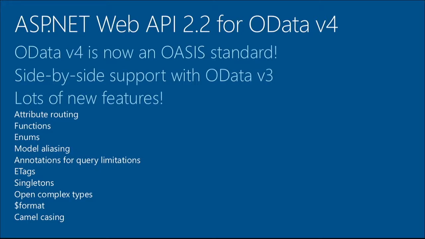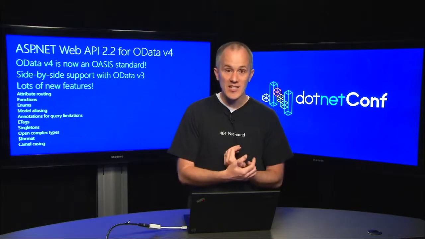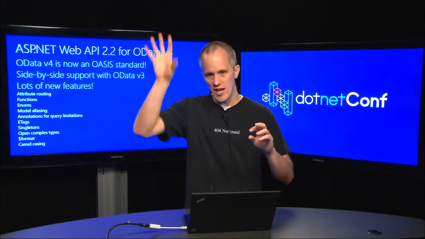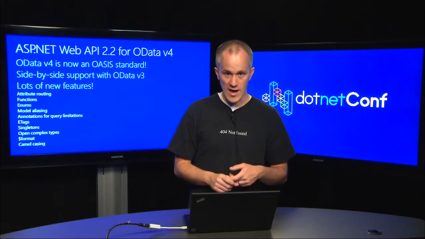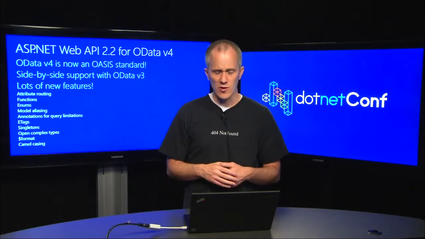And then Web API 2.2, there's the new OData v4 support, where you can build OData v4 services that are side by side with the OData v3 services. It includes a whole bunch of new features for the OData stack: attribute routing for OData, functions, enums, ETags. What else is there? There's annotations for query limitations. You can do model aliasing, where you can have your types have one set of names and you can project them into a different set of names. Open complex types, full support for $format, camel casing, lots of great stuff in the OData v4 stack.